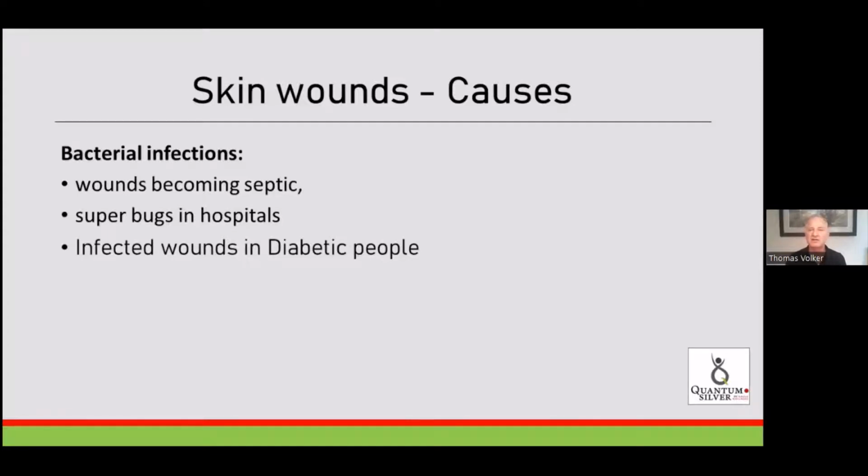And then many people have heard about the term superbugs in hospitals. These are bacteria that can infect a person or wounds on a person, especially in hospitals. And they are called superbugs because there is no common treatment like antibiotics that can be used effectively against these bacteria, whereas quantum silver is available to treat people that have superbugs. And then also infected wounds, especially of diabetic people, can become infected with bacteria with time, and that just worsens their condition and causes the wound not to heal.